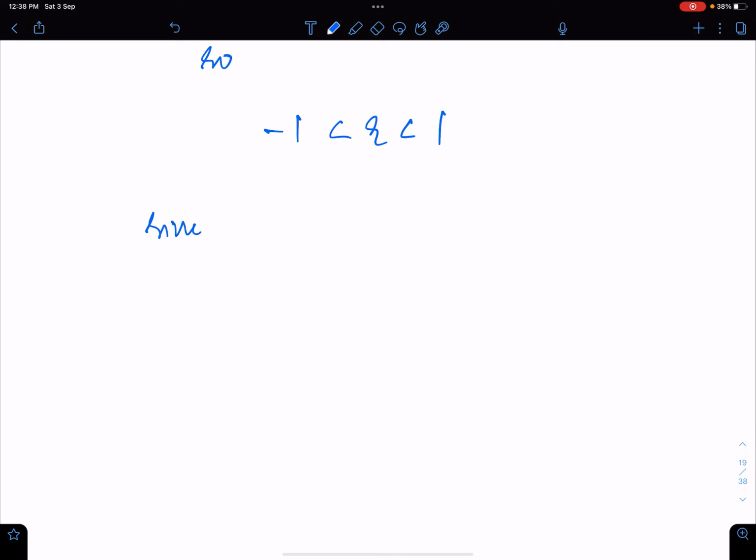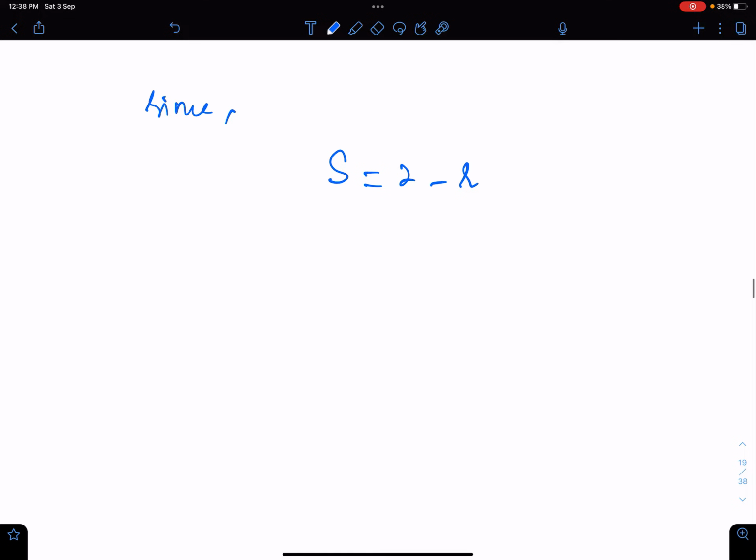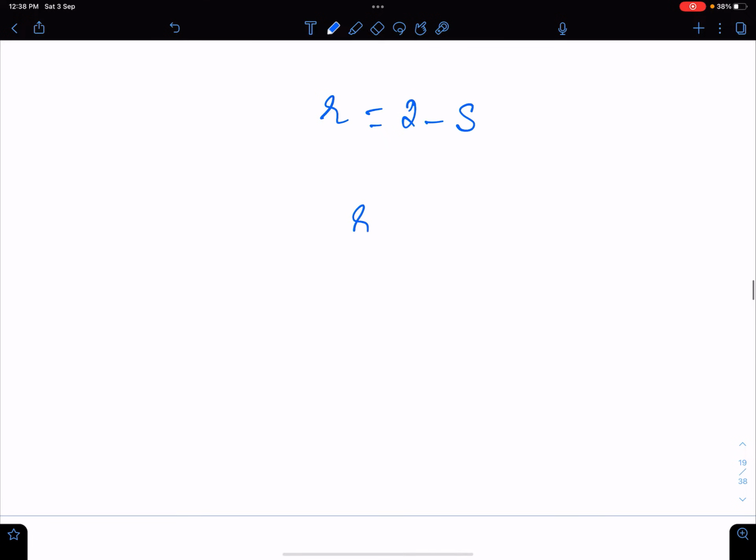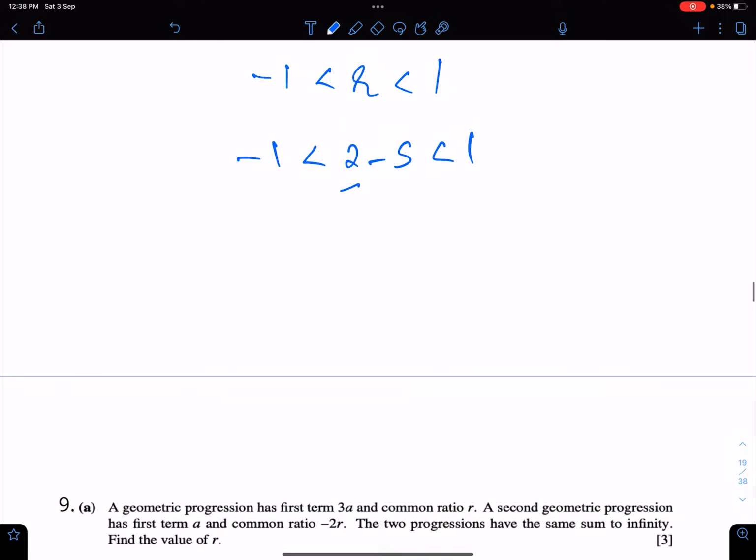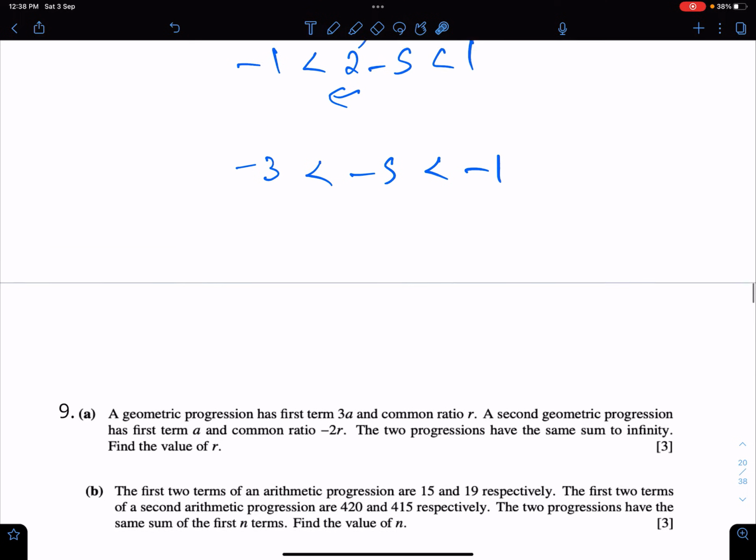Since S was 2 minus r, we have r from this equation. It's 2 minus S. So by substituting r here, we can get the range of values of S. We just need to shift 2 to the other sides of the inequality. So minus 3 and minus 1. When you bring this 2 here, it will become minus 3. When you bring this 2 here, it will become minus 1.